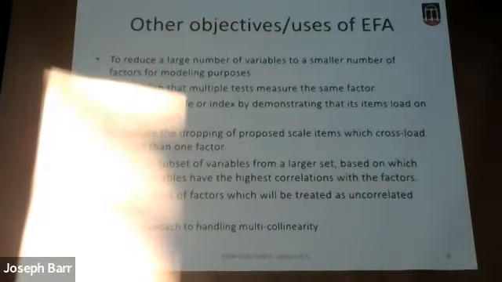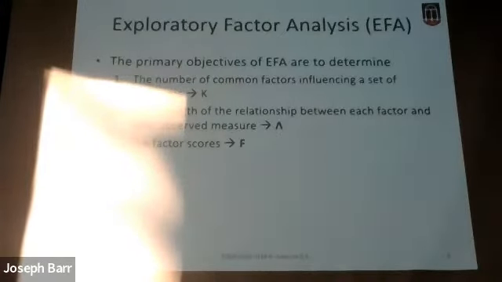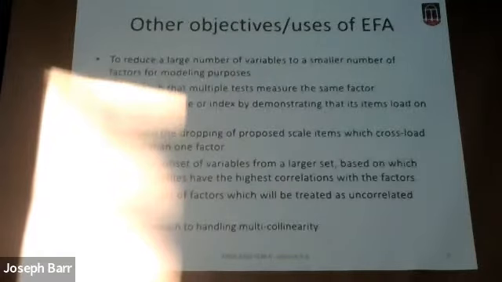Oh, these are other objectives. So those are our primary objectives, and of course we have some other important objectives. For example, we're gonna reduce the number of variables, as I have repeated again and again. We're trying to turn a large number of variables into a smaller number of factors.